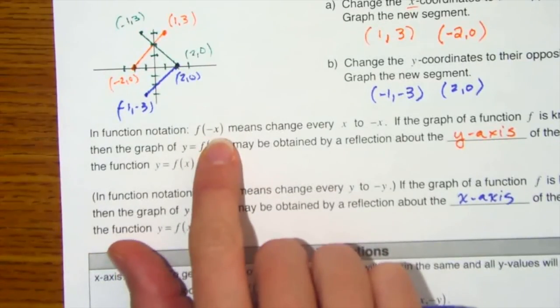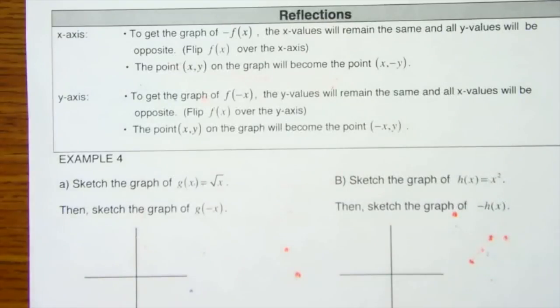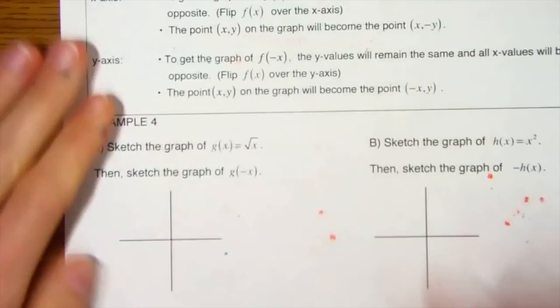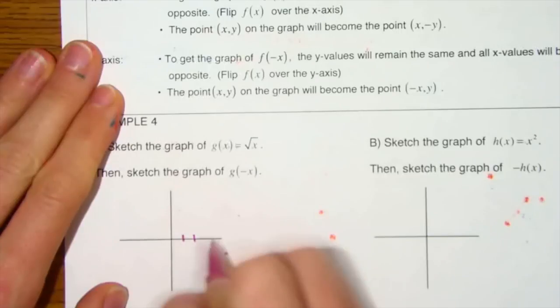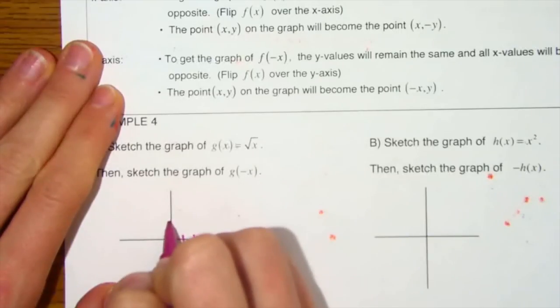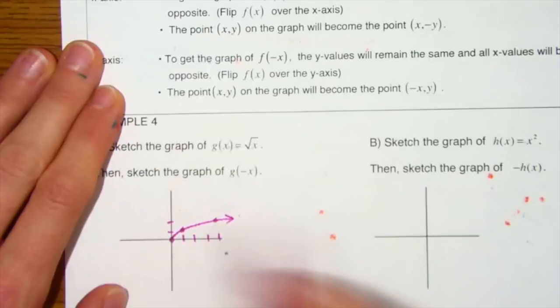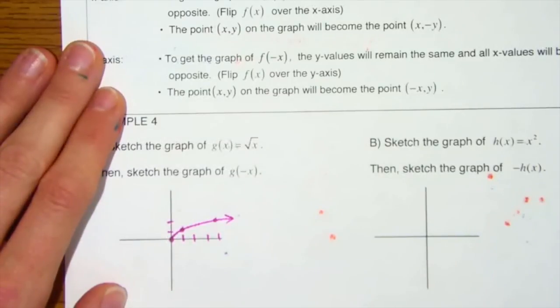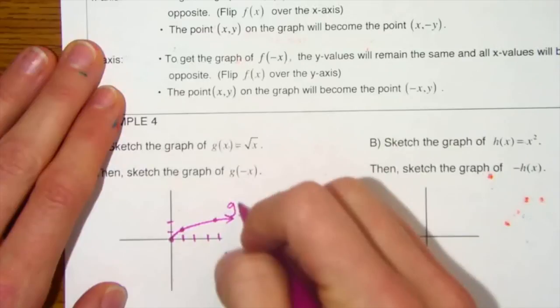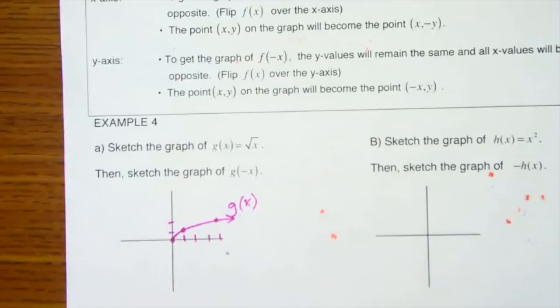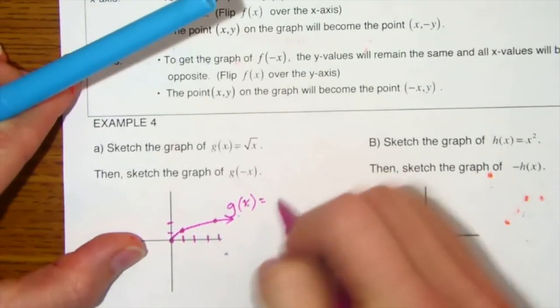All right, now let's take a look at some graphs to put it into practice a little bit. We have a function, root x. Our parent function: I'm going to draw 4 tick marks to the right, 2 tick marks up. And we know for root x we have 0, 0, 1, 1, 4, 2. How do you know that so quickly? Because you have it memorized. That's right. So this is g of x equals root x.